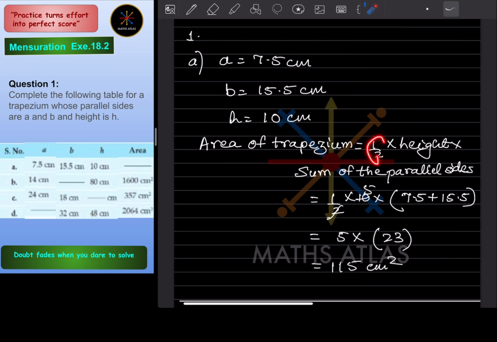That is half, height is given as 10, and the sum of parallel sides, this is A and this is B. So this will be 2 5s are, and this you are going to add, which is going to be 23. So 23 into 5 is going to be 115, and area is always going to be centimeter square. So now let us see the B part.